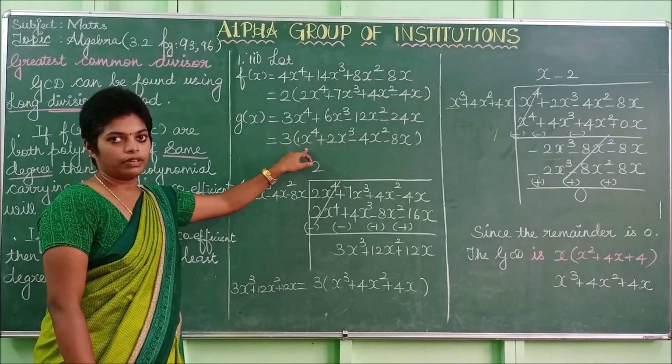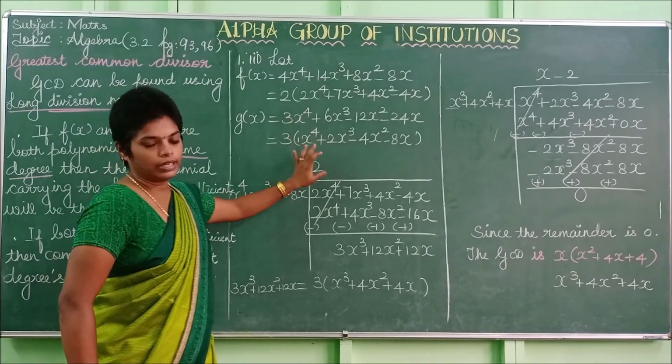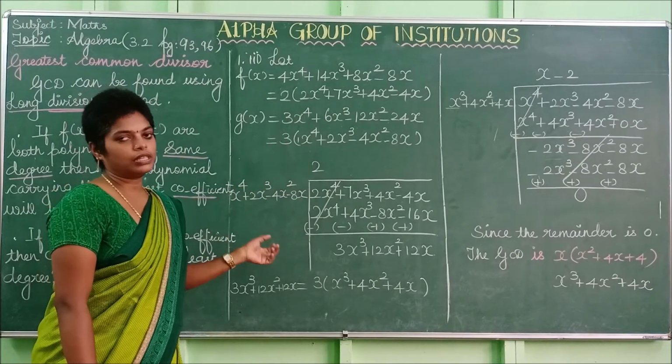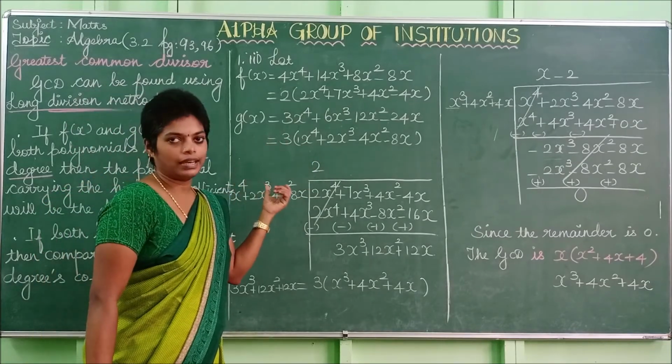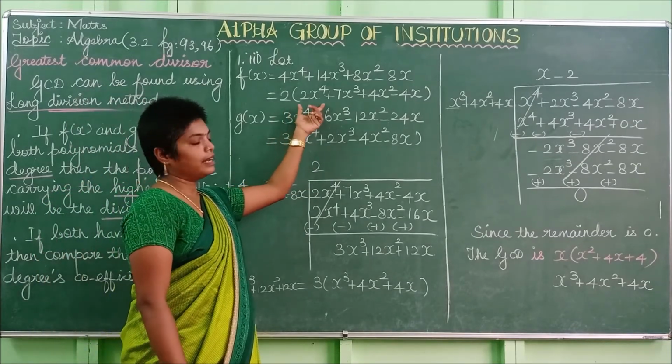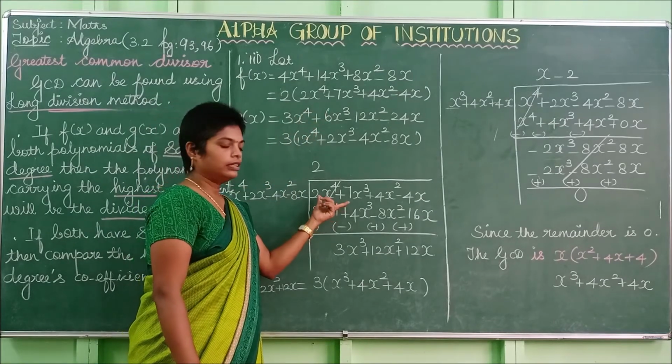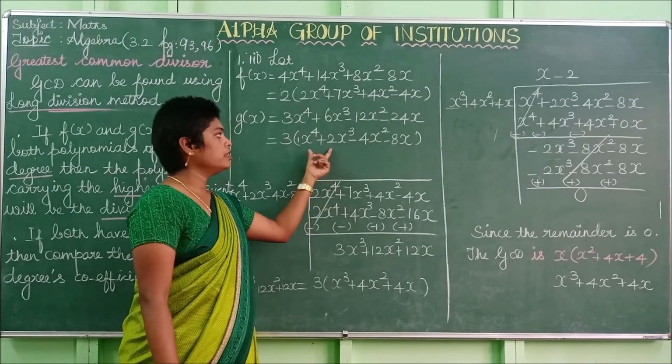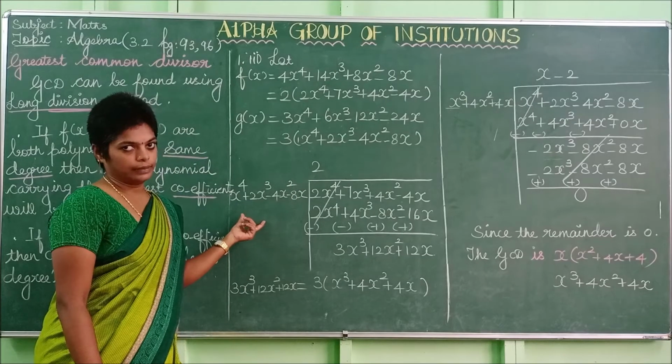The coefficient will be 2 and here the coefficient will be 1. So which one is the highest? F of x is the highest. So this will be taken as dividend. Dividend means you can take it as inner side. This divisor will be taken outer.